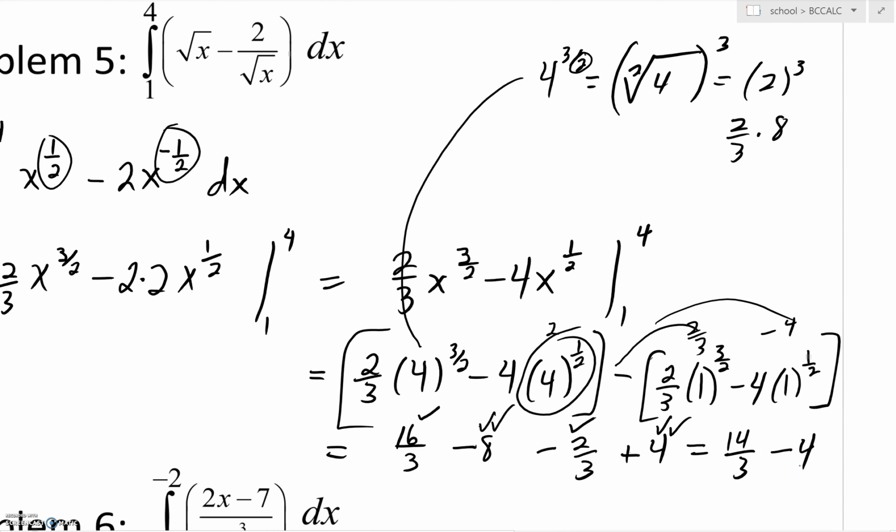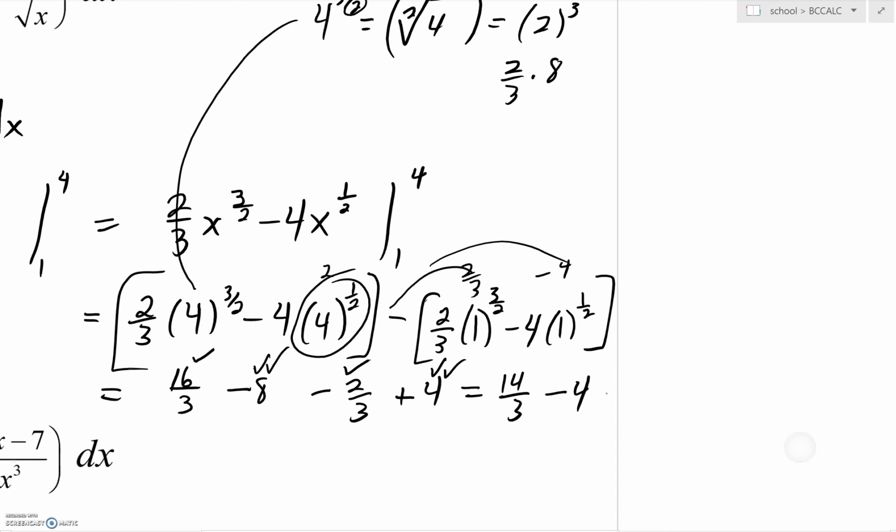Well, it doesn't take you too long to finish this up. We just get a common denominator. 4, if we multiply by 3 over 3, we'd get 12/3. Final answer should be 2/3. And that is problem number 5.